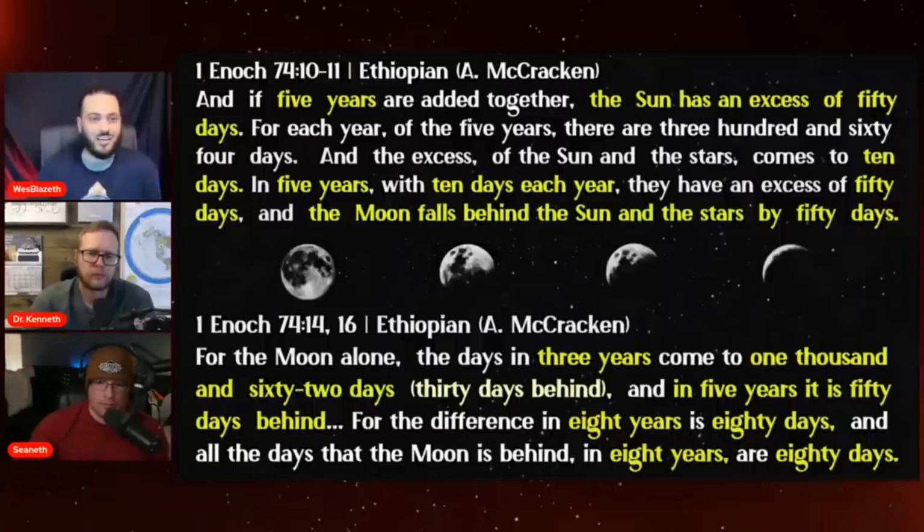I tried to figure out why there would be 6 days a year excess, or overplus days of the sun. I tend to lean towards the idea here that this Ethiopian manuscript, with the corrections they made, preserves the more accurate translation.